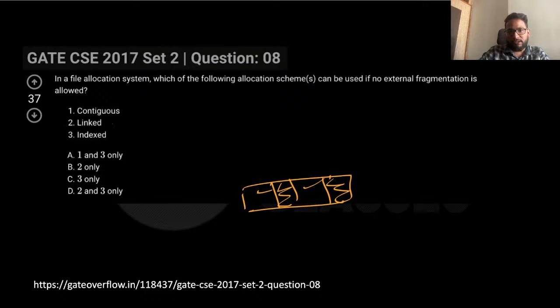Linked, you do not have external fragmentation. In index also, you do not have. Wherever a block is, you can just pick it up, right? So that's why D is the correct answer. If external fragmentation is not allowed, then D is the correct answer.